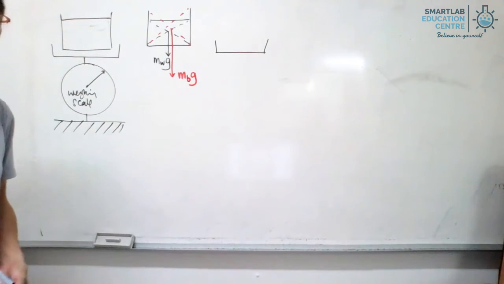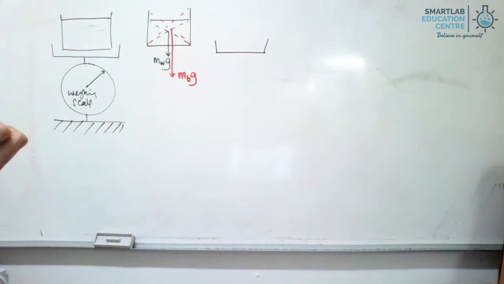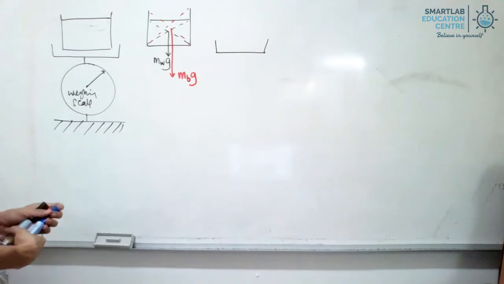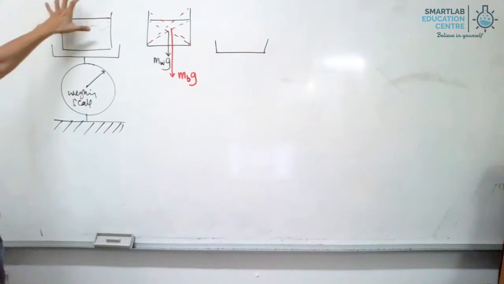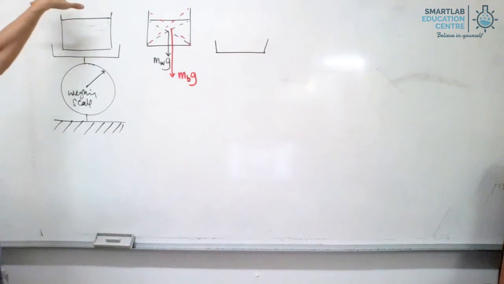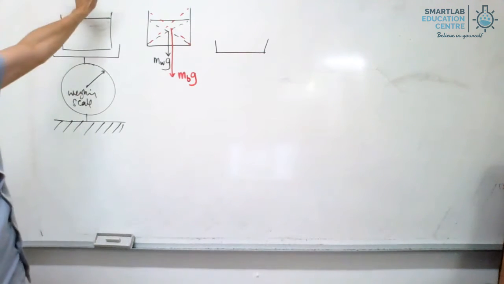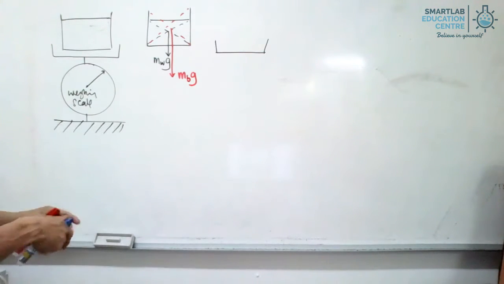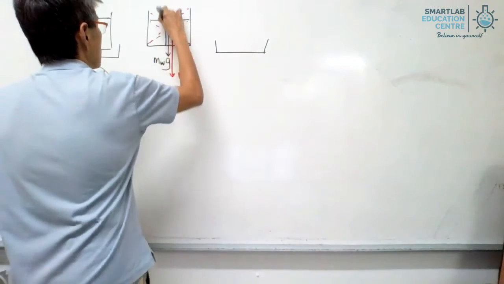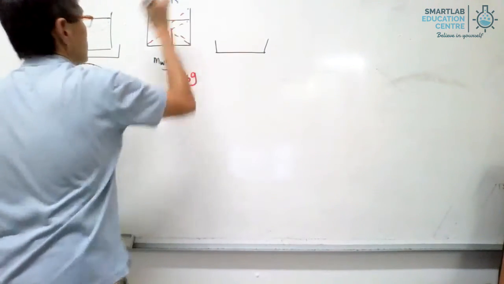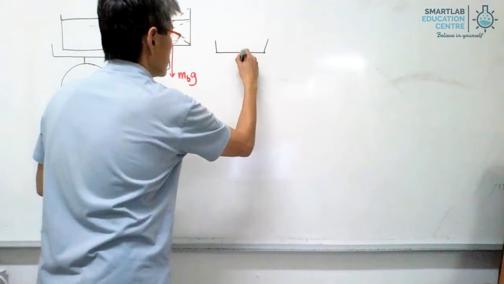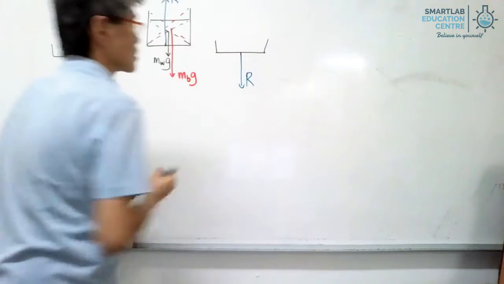The next part, which is most critical for us, is to study the action-reaction pair. In this case, there's definitely one, because the beaker of water is exerting a force on the weighing scale, and the weighing scale is exerting a force in the opposite direction onto the beaker. So this would actually be your R. And clearly this is the R that's exerted on the weighing scale.